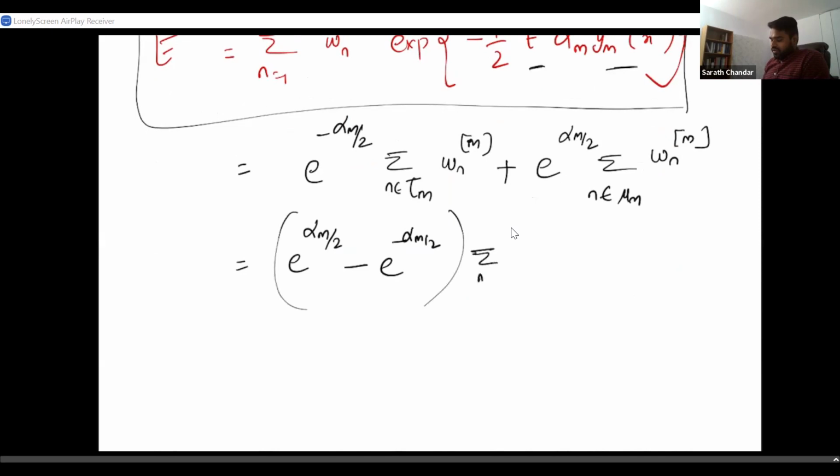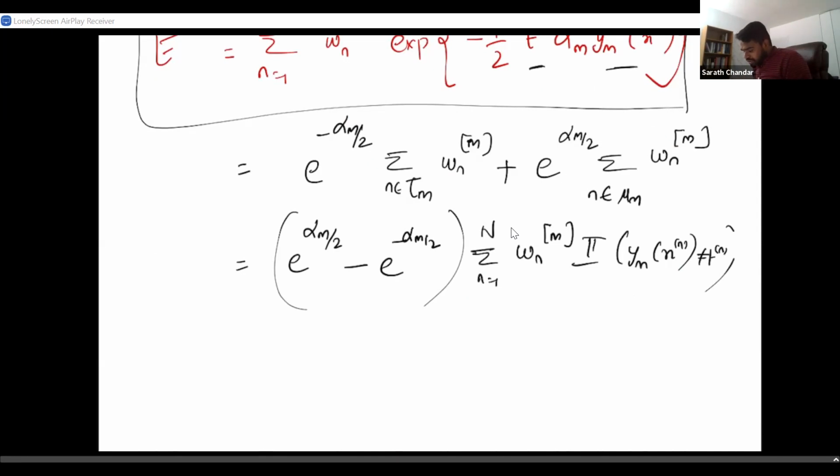summation over n equals 1 to capital N of wn of m times the indicator function ym of xn not equal to t of n. Now this is not exactly the same as the first term; I have added a bit more. Let's see what I have added. If you look at this summation, this indicator function is only for misclassified examples. So for misclassified examples, you are multiplying by e power alpha m by 2, so this multiplied by this whole thing covers this.